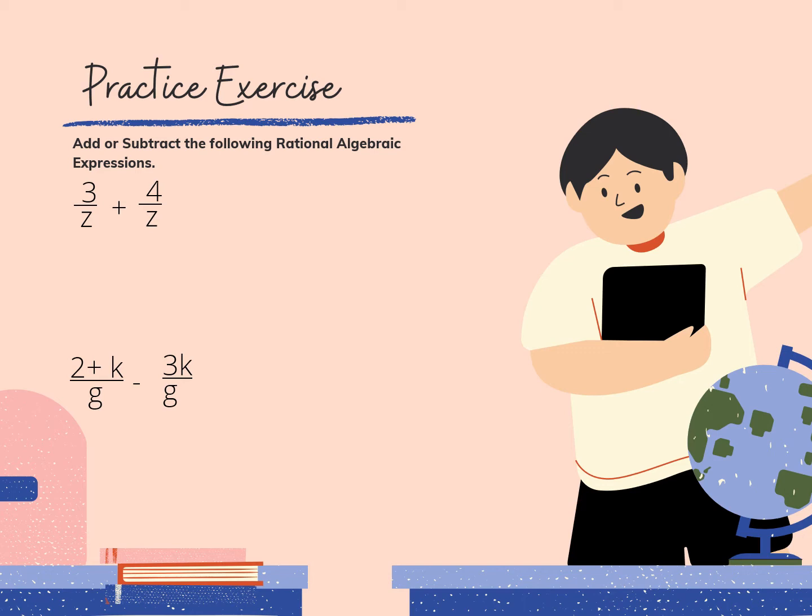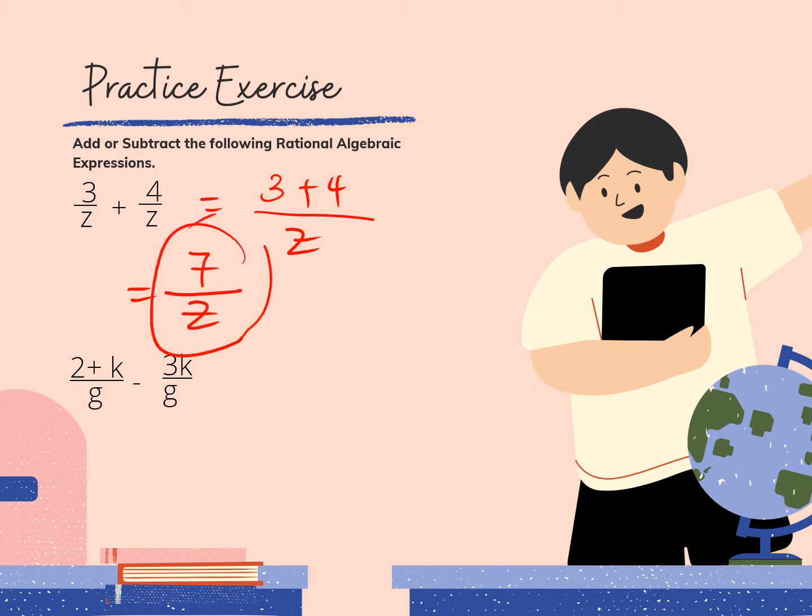Okay, time's up. So let's see. For the first one, we have 3 over z plus 4 over c. Similar sila, so you just add the numerators and copy the denominator, and that will give us 7 over z. That's the final answer since the numerator and denominator have no common factor.